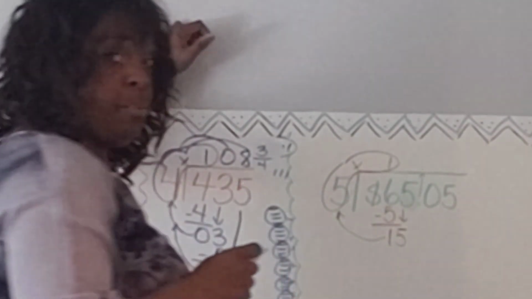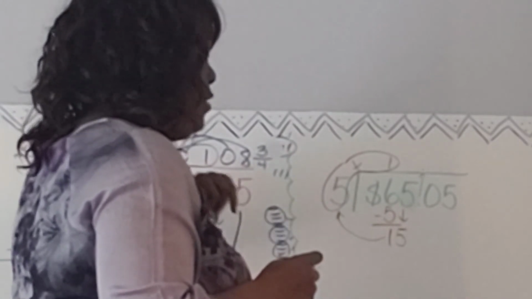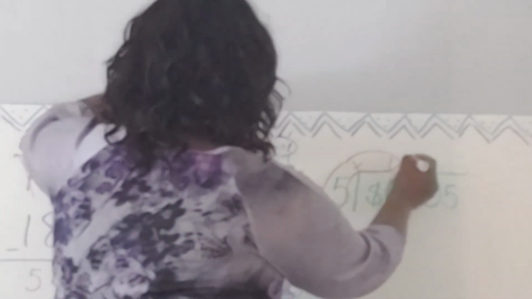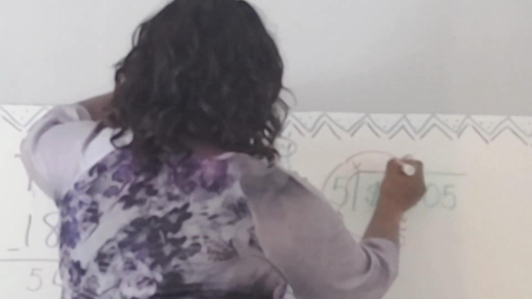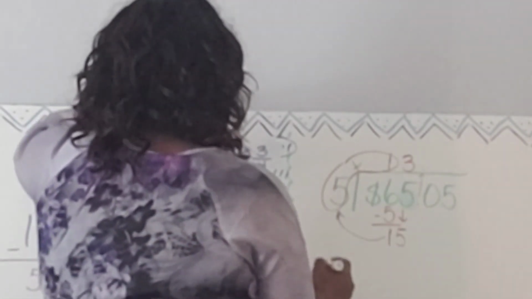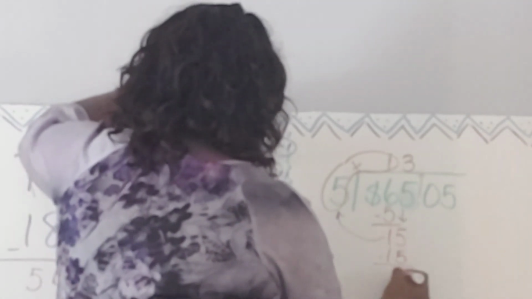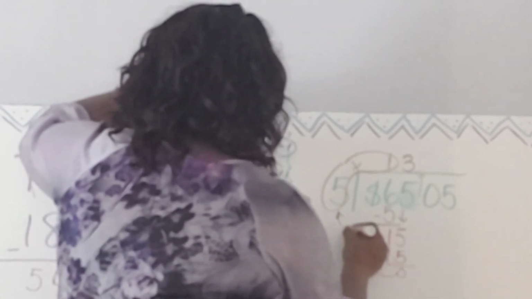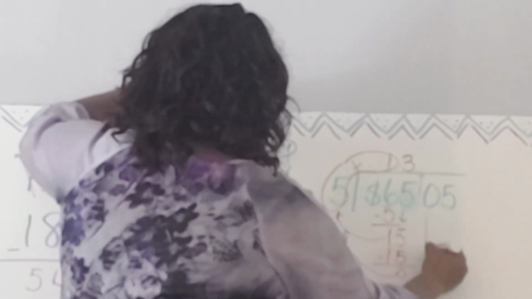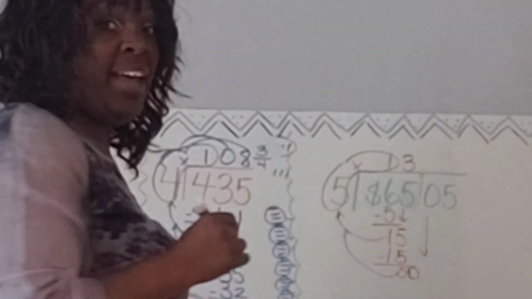So now I have a new number, which is 15. Now I figure out how many 5s are in 15, which is going to be 3. I write it above that 5, right next to my decimal point. Now I multiply again. 3 times 5, 15. So I can subtract. 0, compare again. Bring down again. Bring down that 0 next to the 0 that's there.